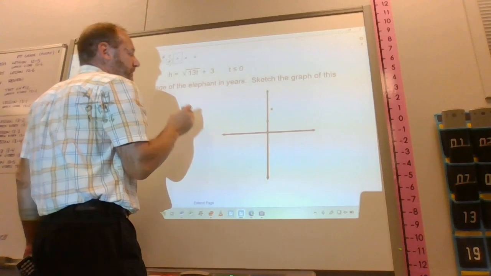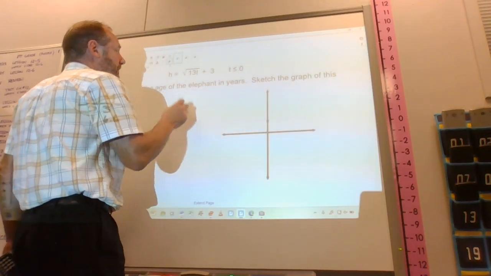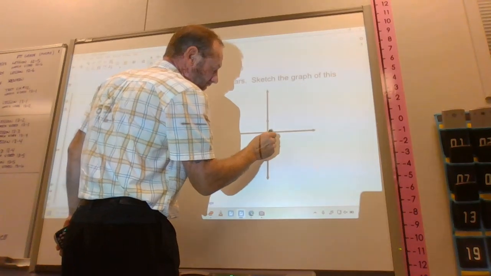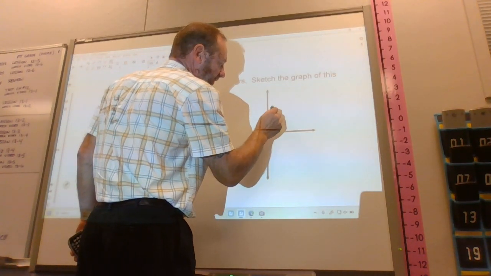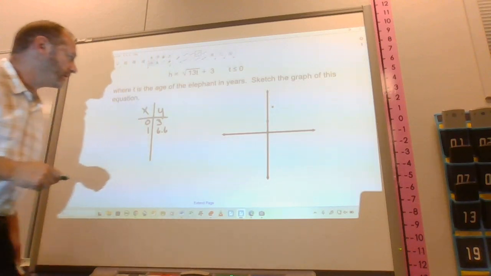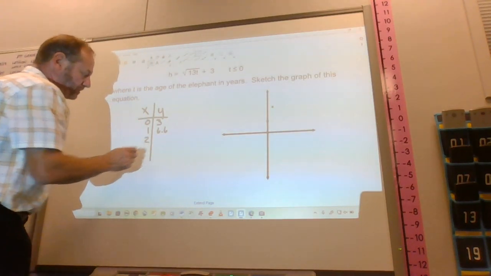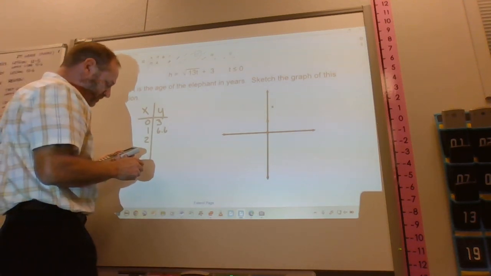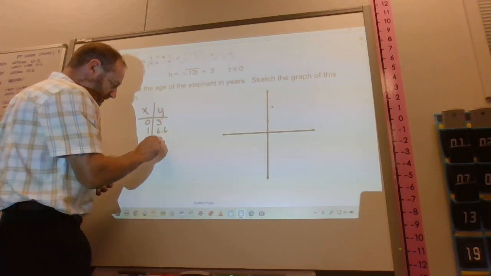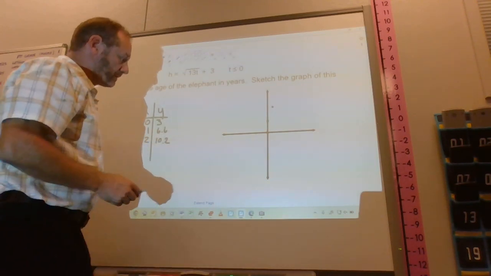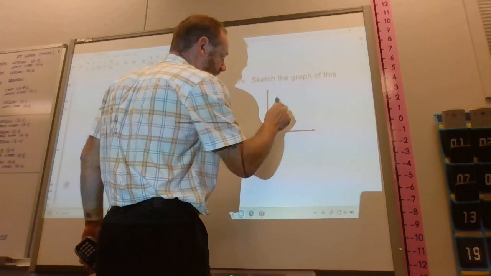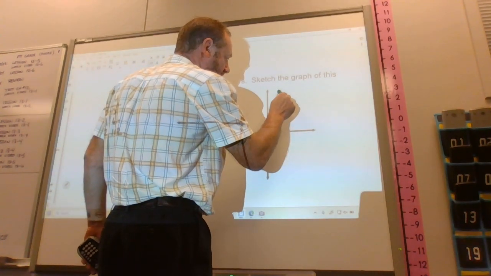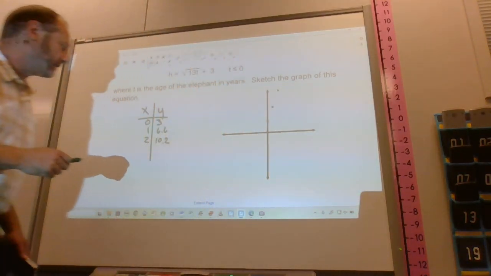Okay, let's try it again. 1, 2, 3, 4, 5, 6, almost 7. There we go, that's better. Okay, if I plug in 2, the square root of 13 times 2 plus 3 is going to give me 10.21 feet. Okay, so at age 2, 10.1, 10.2, that's going to be like right here. This thing goes off the charts here real quick.